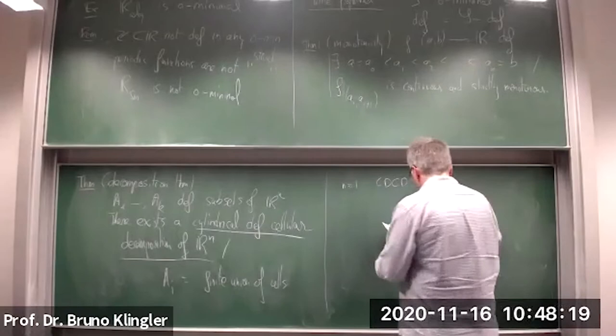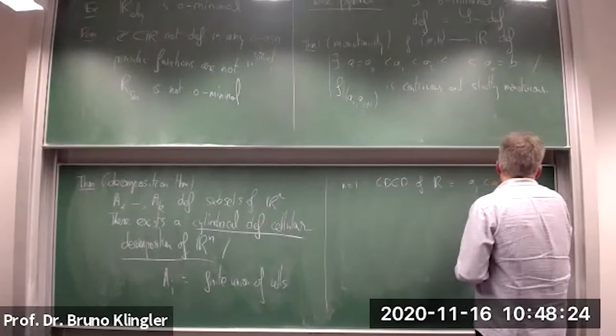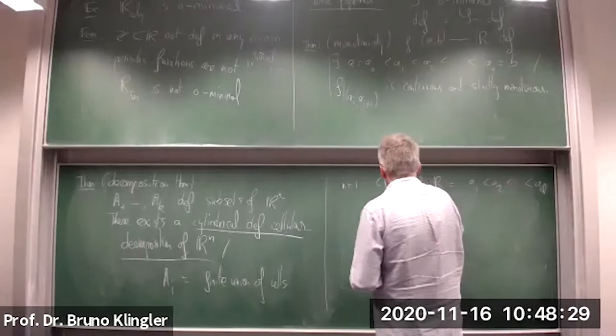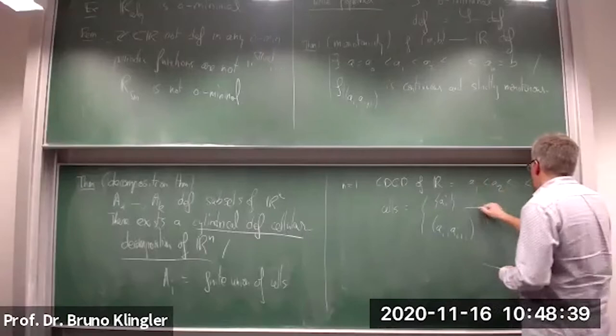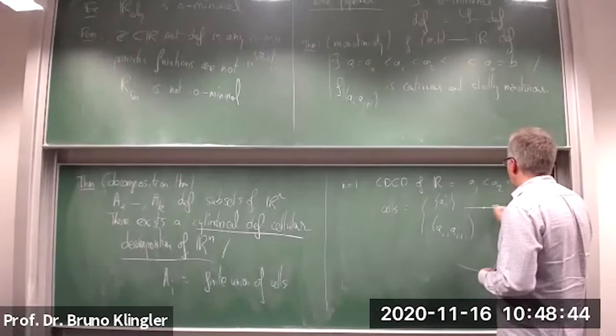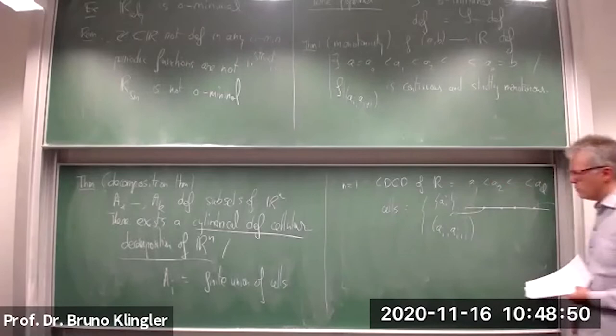This is just a collection a1 smaller than a2, smaller than ... an. And what are the cells of this decomposition? Well, they are the ones that you can guess: either the points ai, or the intervals (ai, ai+1). Let me make a picture: you have finitely many points, and the cells are either the points or the intervals, possibly the infinite ones. So these are your cells.